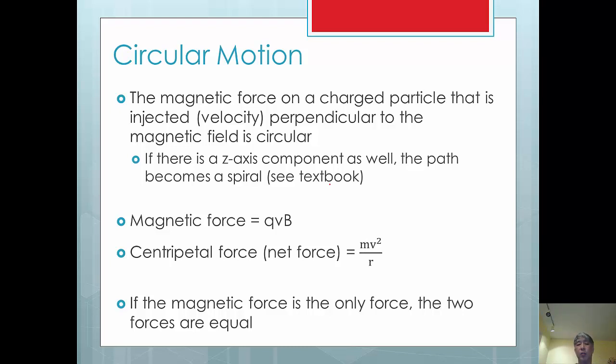And I'm going to set that QVB, the magnetic force, equal to my centripetal force, m v squared over r. This is a key aspect because later as we go further into this unit, we're going to find that there's a piece of equipment called a mass spectrometer that is built on this concept. By using ions and sending them through a magnetic field, I can determine the mass of that ion, and given that mass, I can then tell you what element that ion is.